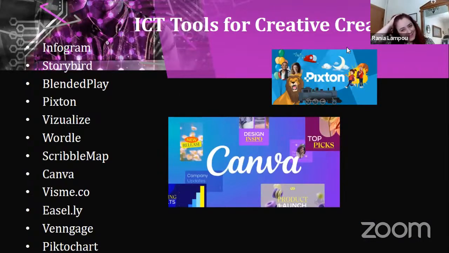When we have to be creative, we have millions of tools that are available, especially for storytelling. We have StoryJumper, but we have Pixton. It's ideal for digital comics. Wordle is used to make posters, or Canva. Also, it's very popular because it simplifies design and gives the possibility to create designs and flyers and presentations and posters. Piktochart helps to create a multimedia infographic, and many other tools.